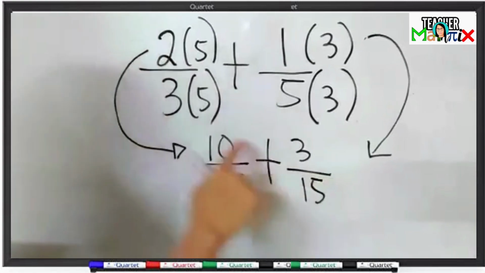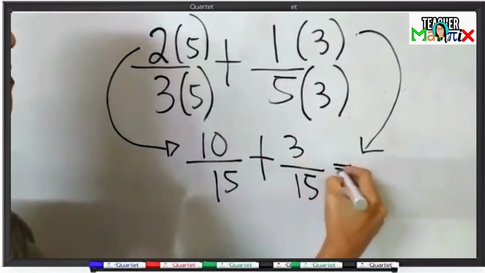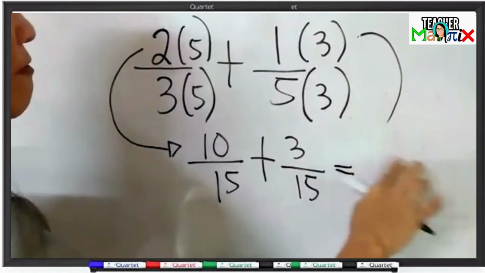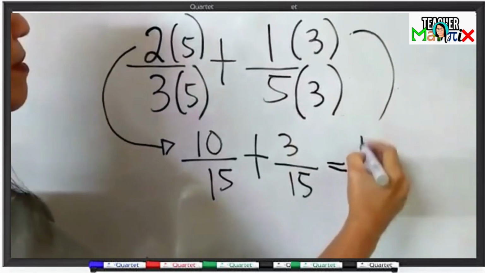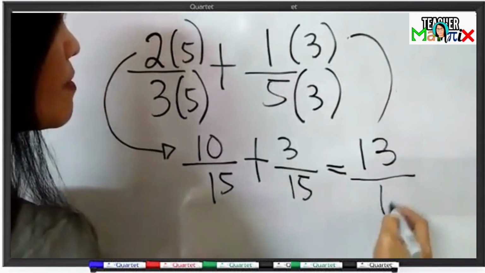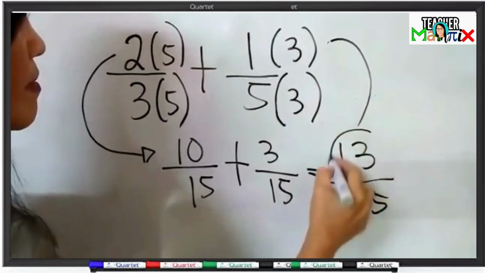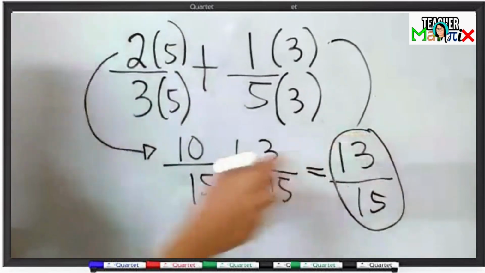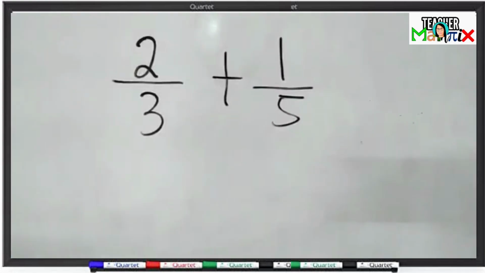Then 5 times 3, we have 15. So similar fraction na, automatic. I-add yung numerator. So 10 plus 3, we have 13 over 15, copy the denominator. So since extracted form naman yan, wala man silang common factor except 1.